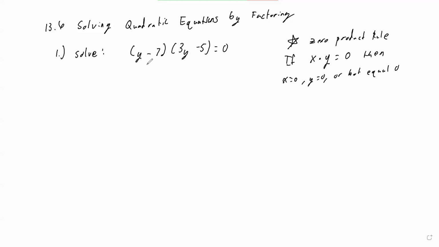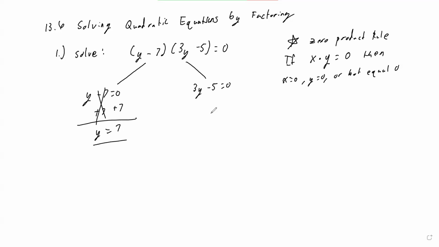So the way we do that is, once we factor it, if we factored a trinomial and got this outcome, we would then take each one of those factors and set them equal to 0. And then we solve these just like we did in chapter 9. So the opposite of subtracting 7 is adding 7. So in this case, I get y equals 7 as one of my answers.